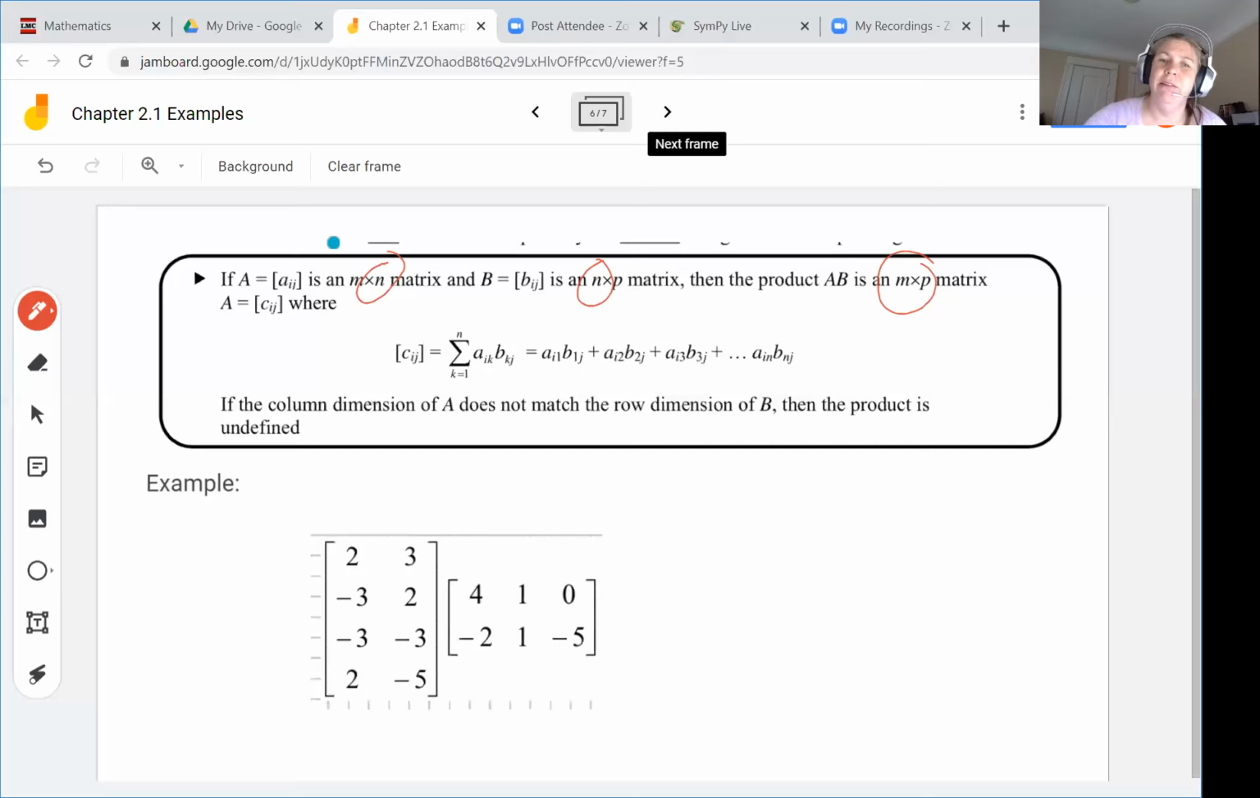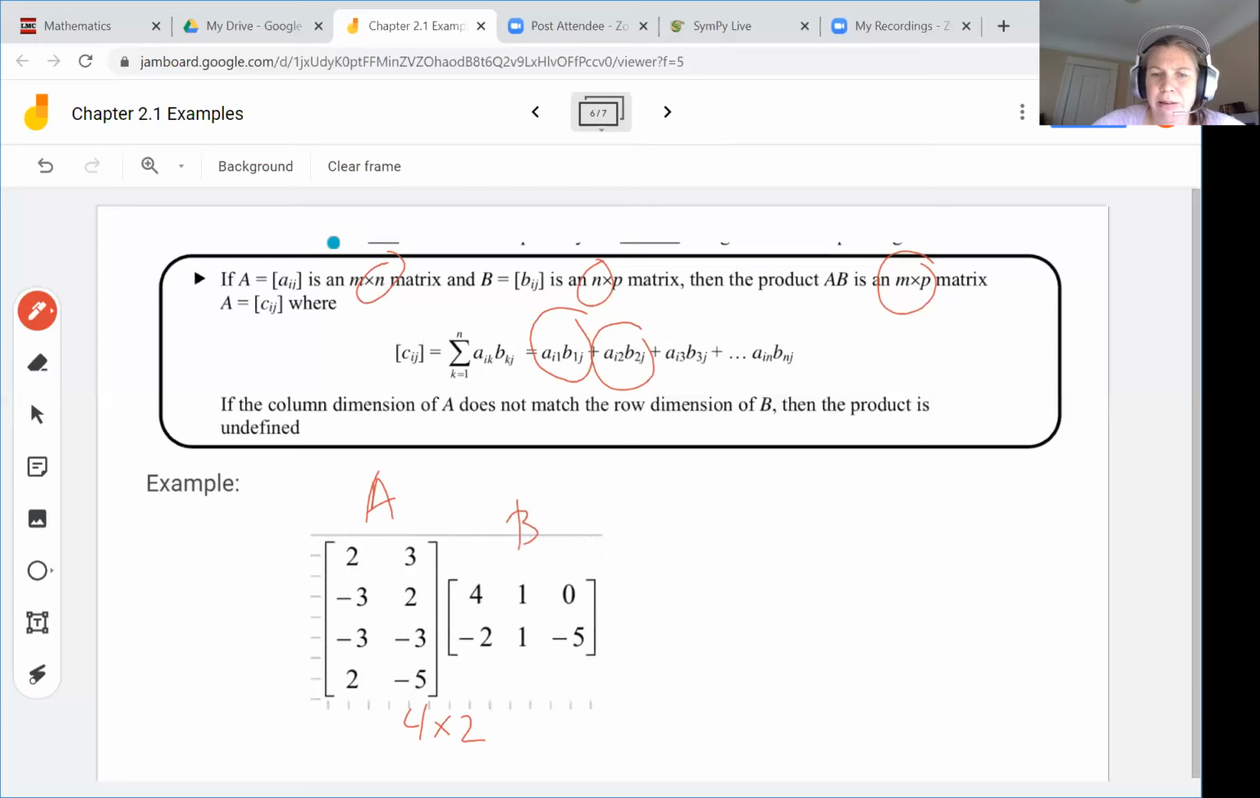So the number of rows from the first matrix and the number of columns from the second matrix. And then we've got, in summation notation here, how we multiply each entry. The important thing to notice is that in this first entry, we've got the first column from matrix A and first row from matrix B. And then here, second column from matrix A and second row from matrix B, and so on through all the indices.